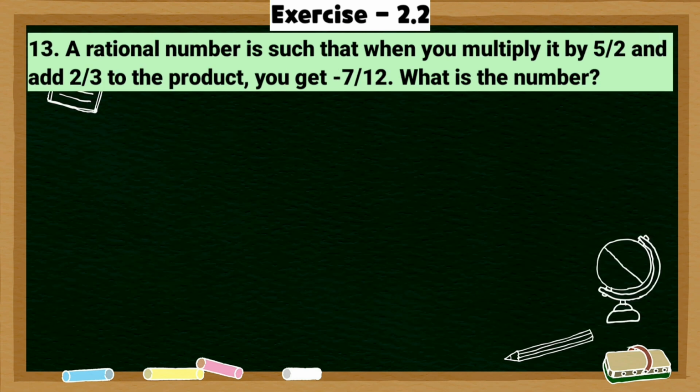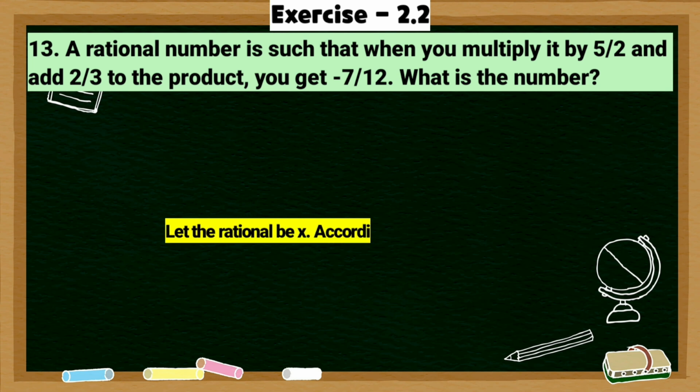Question 13th is, a rational number is such that when you multiply it by 5 by 2 and add 2 upon 3 to the product, you get minus 7 upon 12. What is the number? So in this case, let the rational number be x.